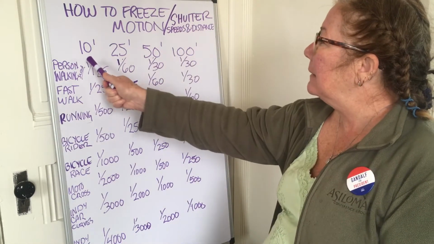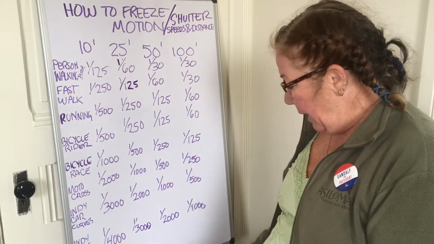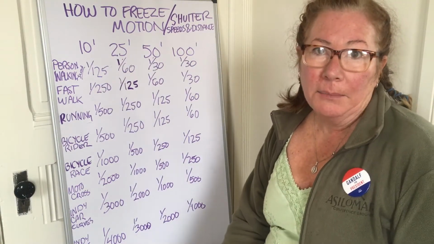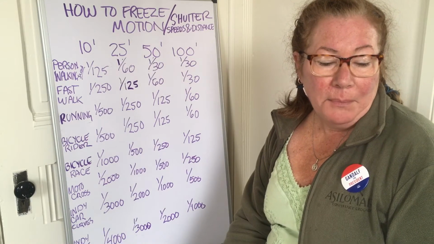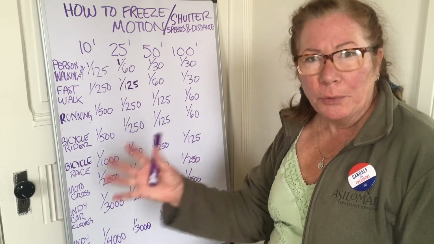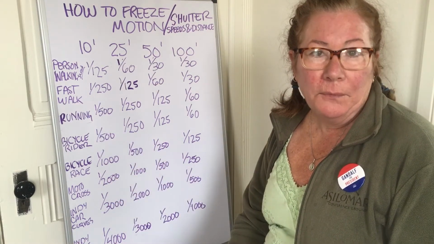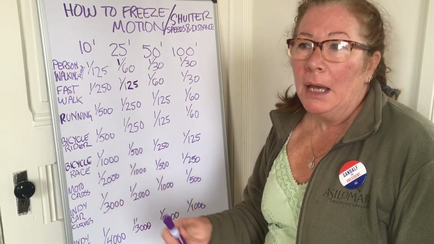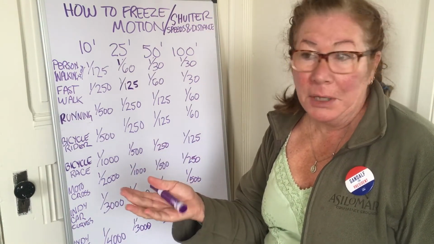And you'll notice that the closer you are, the faster your shutter speed. Okay? And there's a reason for that, because the closer you are, the motion takes up a larger portion of the frame of your camera, right? So it's much larger in your frame, and so you have less time to capture it.